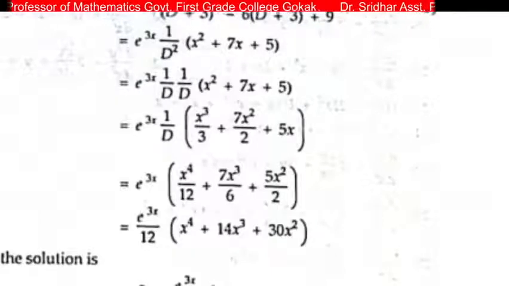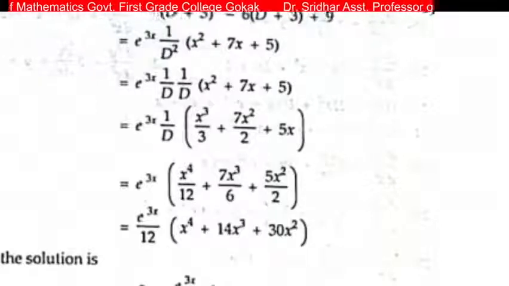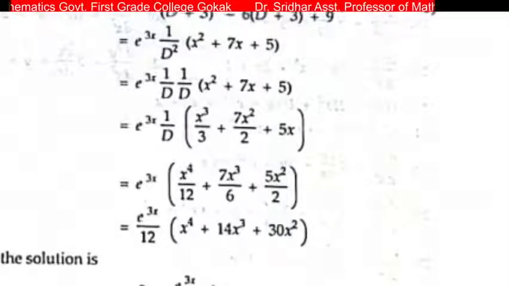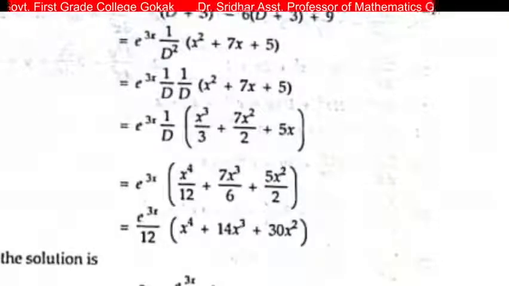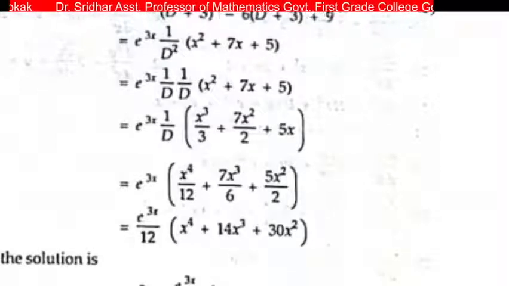Now as I already told, this is of the form e^(ax) into V. So when f(x) is e^(ax) into V, we take e^(3x) outside and we replace here D by D + a, where a is 3. So D + 3, and operate it on x² + 7x + 5, which is an algebraic function. Then we simplify this, we get 1/D².